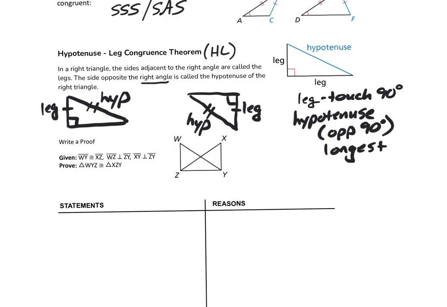We would say these 2 triangles are congruent because of the HL theorem. So it's a new theorem, okay? So we now have 3 ways to prove triangles congruent.